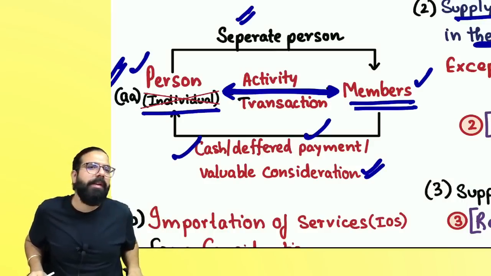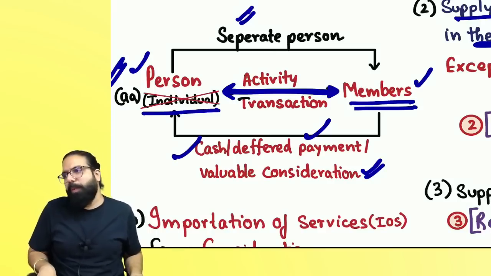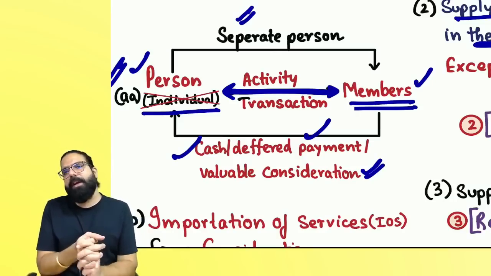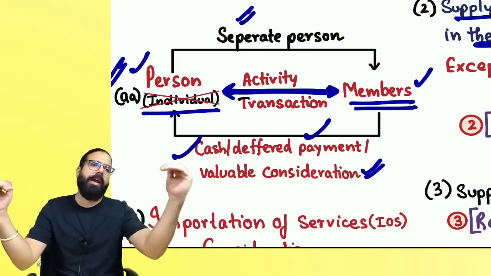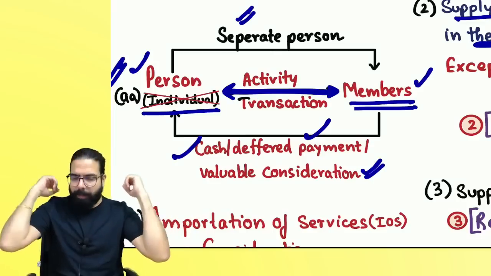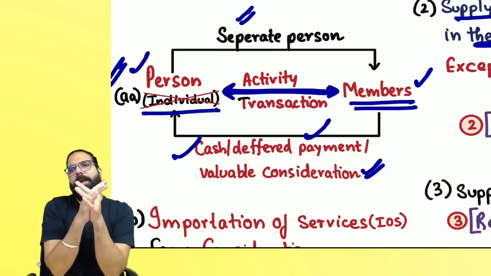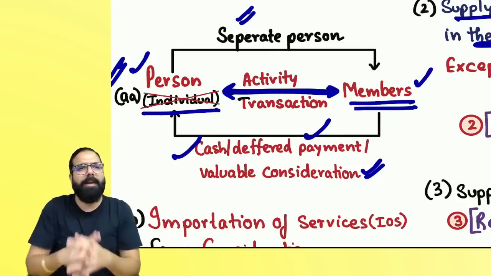This was basically the Calcutta Club Limited case. After the Supreme Court's judgment in Calcutta Club Limited, this amendment came, wherein they said a person other than an individual and its members will be treated as separate, and any activity between them will always be considered a supply: if it is goods then it is supply of goods, if it is service then it is supply of service.